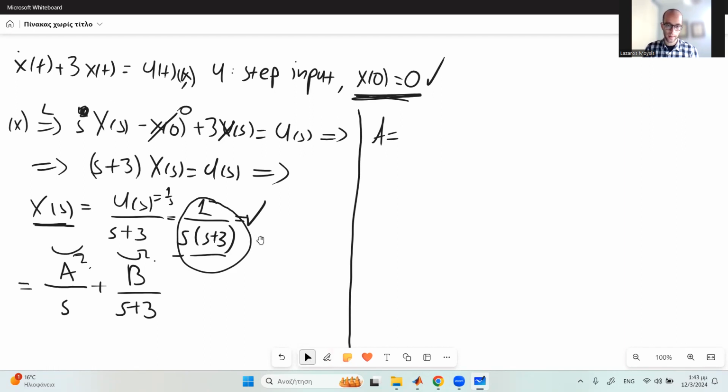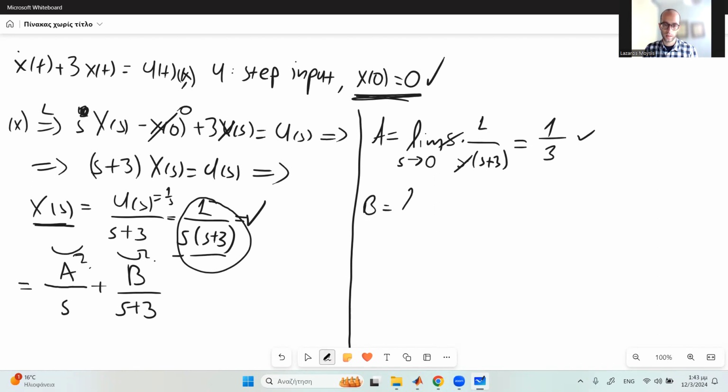For the factor A, it is the limit, let's see, well, S goes to what? What's the root here? 0. So S goes to 0 of S, which is the term right here, multiplied by this fraction right here, 1 over S times S plus 3. We remove this term. Okay, so now we have 1 over 3, right? So this is the very, very simple way to compute the factors.